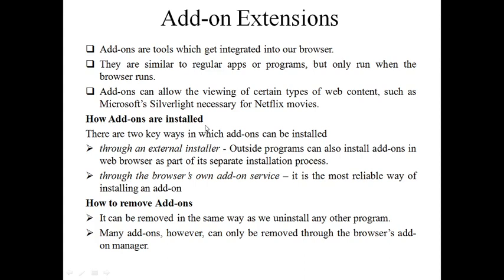How are add-ons installed? There are two ways in which add-ons can be installed: through an external installer and through the web browser's own add-on service. Through an external installer, an outside program can install add-ons in the web browser as part of its separate installation process. Using the web browser's own add-on service is the most reliable way of installing an add-on.